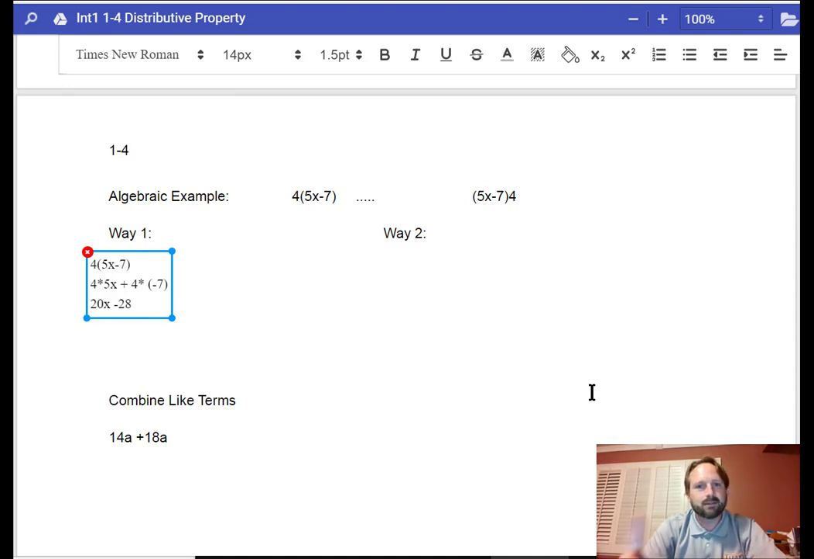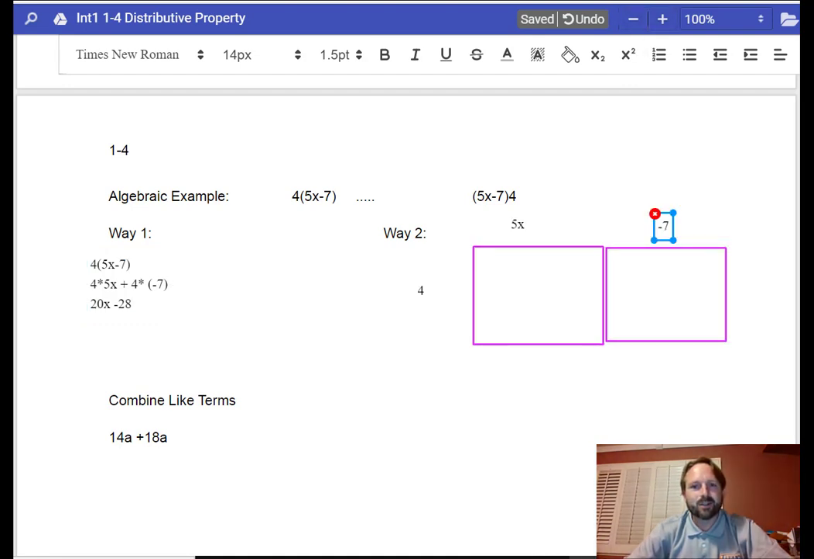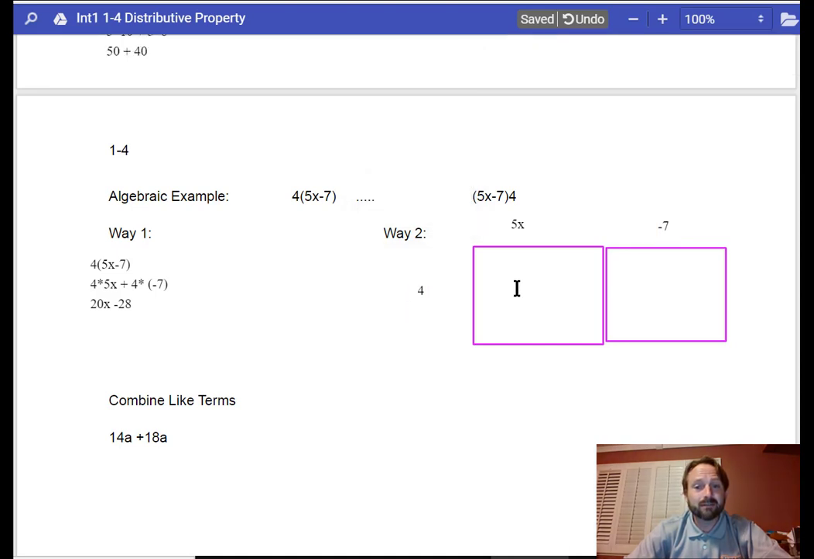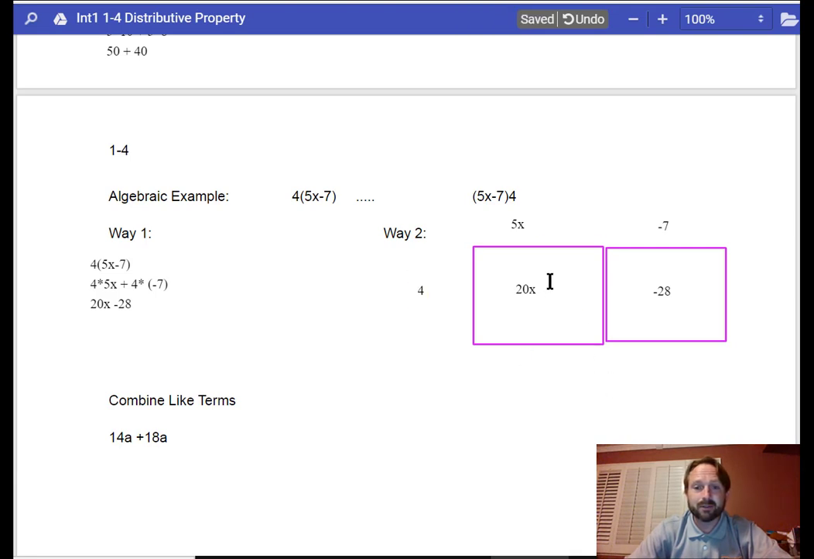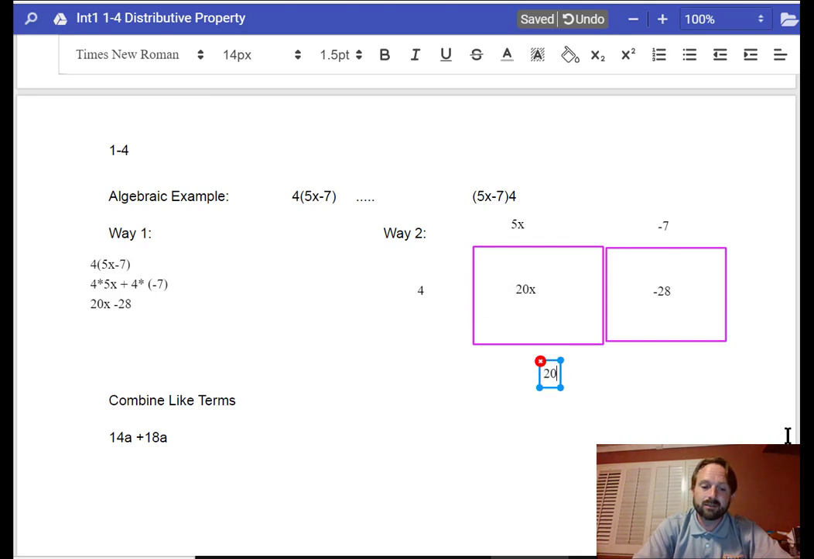But wait, there's a different way. Let's use the multiplication grid. Let me set it up for you. All right, here's our multiplication grid. So this would be 4 times 5x. 4 times 5x is 20x. And 4 times negative 7 is negative 28. Now that we've set that up, we can combine those. 20x minus 28 is, drumroll please, 20x minus 28. That's it. There's nothing else to it.